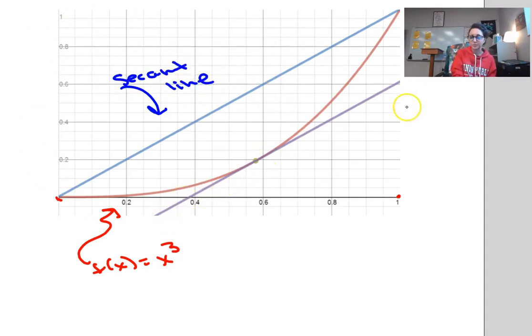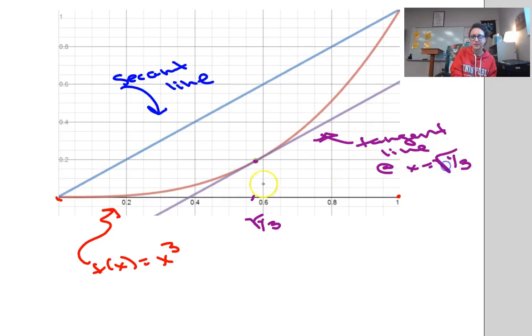And you can see that the purple line is parallel to the blue, right? Meaning that their slopes are the same. And this is about 0.57, which is your square root of 1/3 x value. And again, this purple line is your tangent line at x equals square root of 1/3. And you can see again the purple and the blue are parallel, so we did good here.